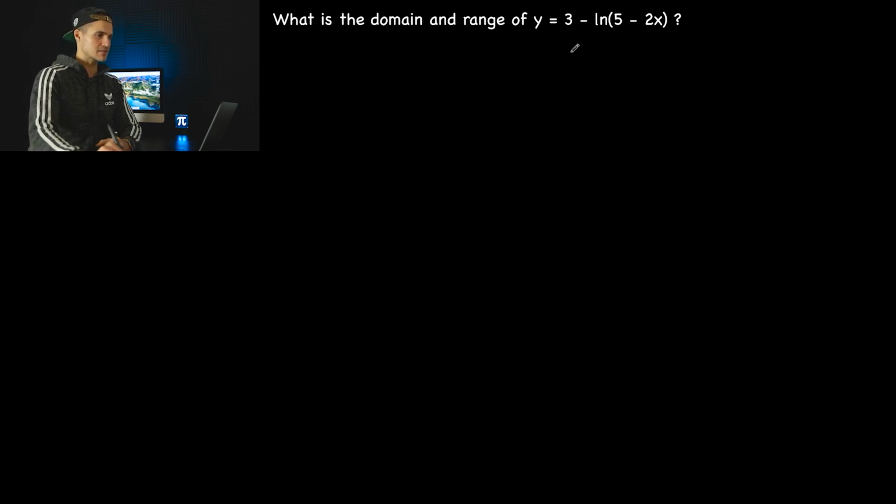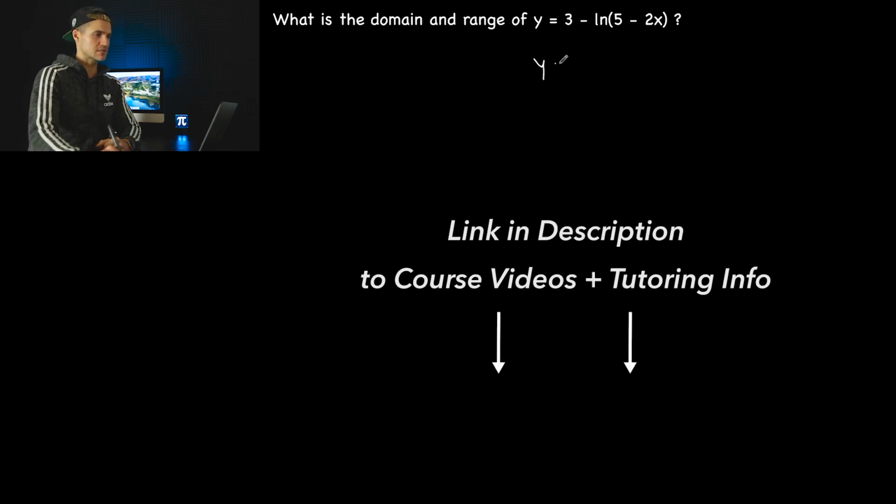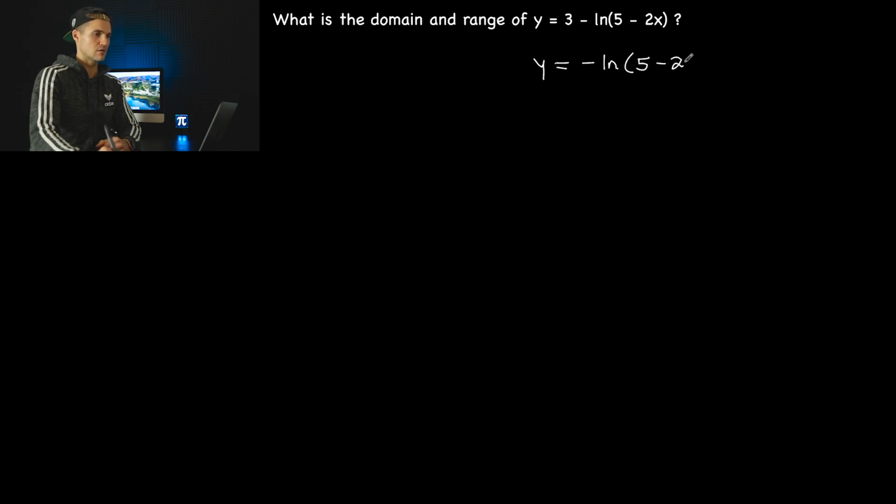Moving on to the next question. Here we are asked what is the domain and range of this function, y equals 3 minus ln of (5 minus 2x). Lots of times I like to put the constant at the end. So another way this could have been written is negative ln of (5 minus 2x) plus 3. This positive 3 we could put at the end, so both of these are the same.